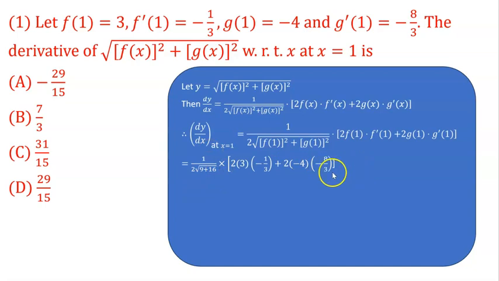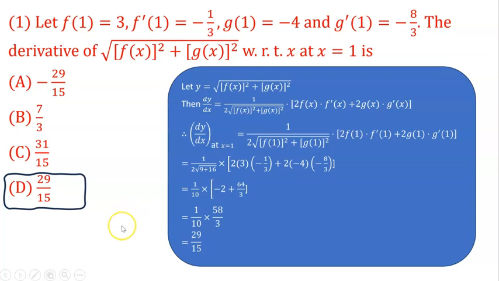Now in the square bracket, that is 2 into 3 into -1/3. Here the 3 gets cancelled, -1 into 2, so you will get -2. Then the simplification of the other term: minus and minus, the sign will become plus, 2 into 4 is 8, 8 into 8 is 64, so 64 upon 3. Now see this: 1 by 10 in square bracket, -2 plus 64/3. After simplification you will get 58/3, and with the next simplification you will get 29/15. Hence option D is correct.